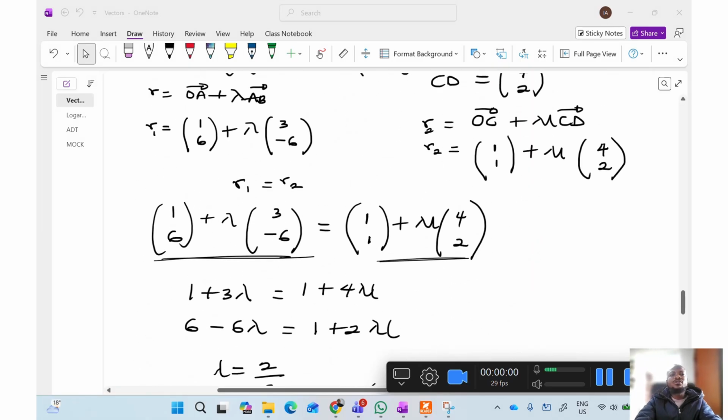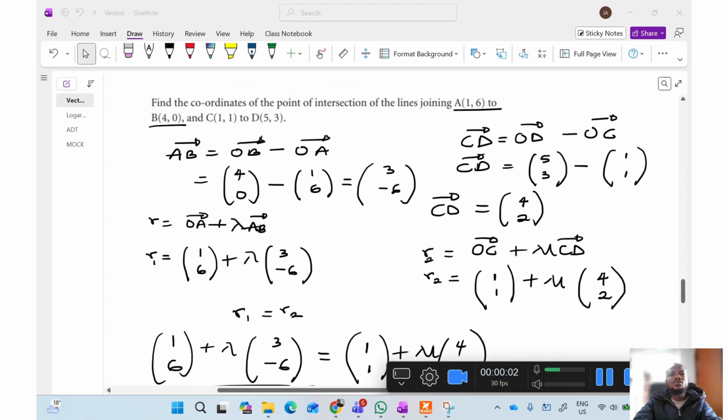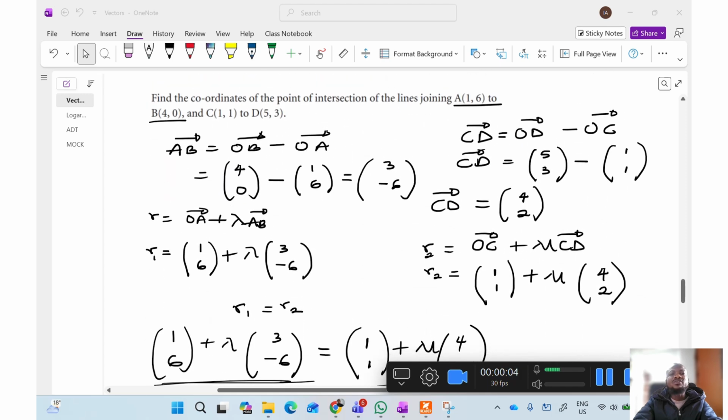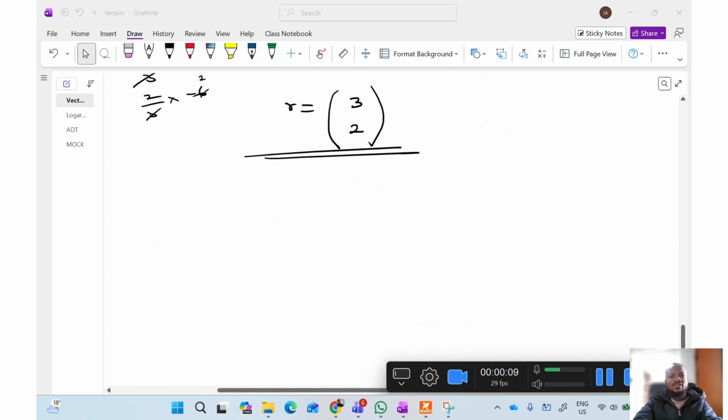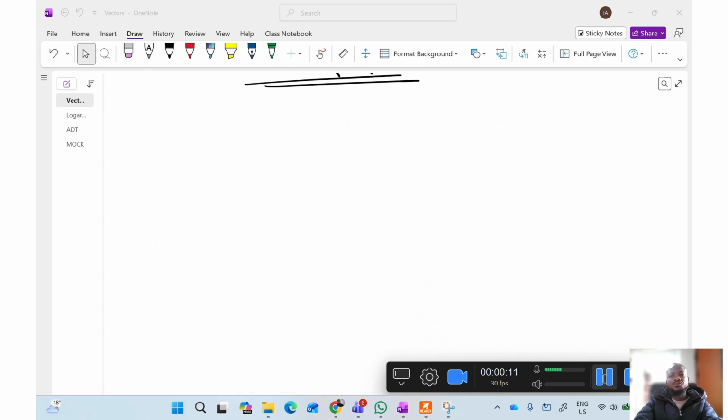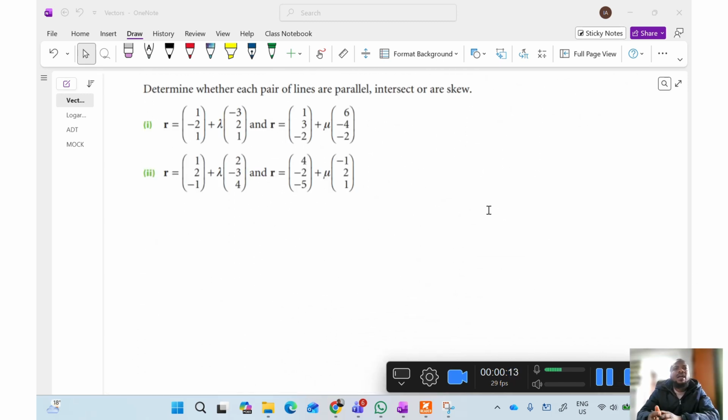In the previous session, I solved an example on how to find the vector equation of a point of intersection between two lines. Okay, so let's solve another example. The question says, determine whether each pair of lines are parallel, intersect, or are skew. So let's solve this first one first.